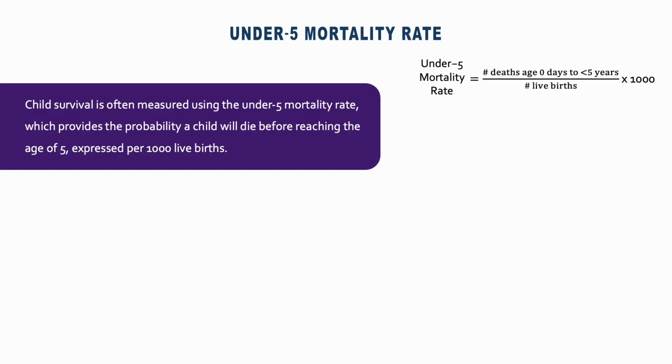The under 5 mortality rate is a common way of measuring child survival and is often used when comparing different countries. It provides the probability a child will die before reaching the age of 5, expressed per 1,000 live births. To calculate it, you divide the deaths that occurred in those aged 0 days to less than 5 years by the live births during that time period.